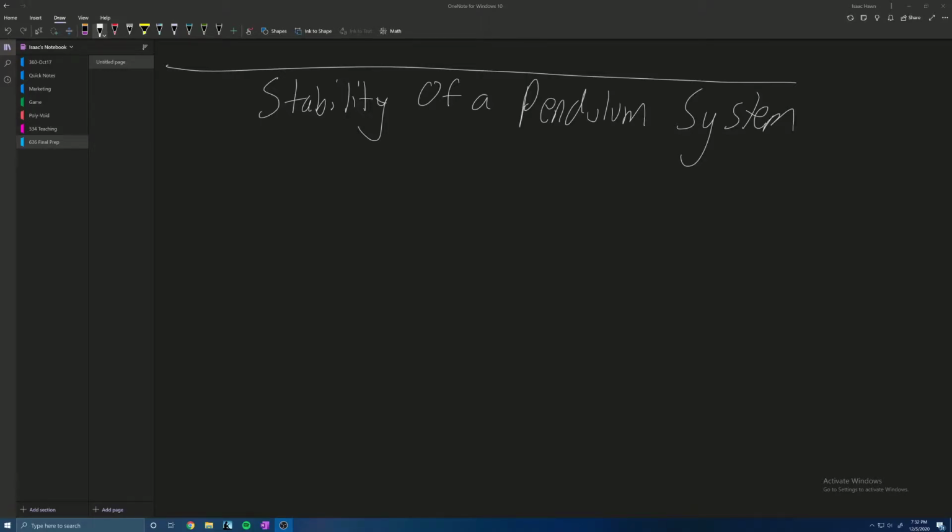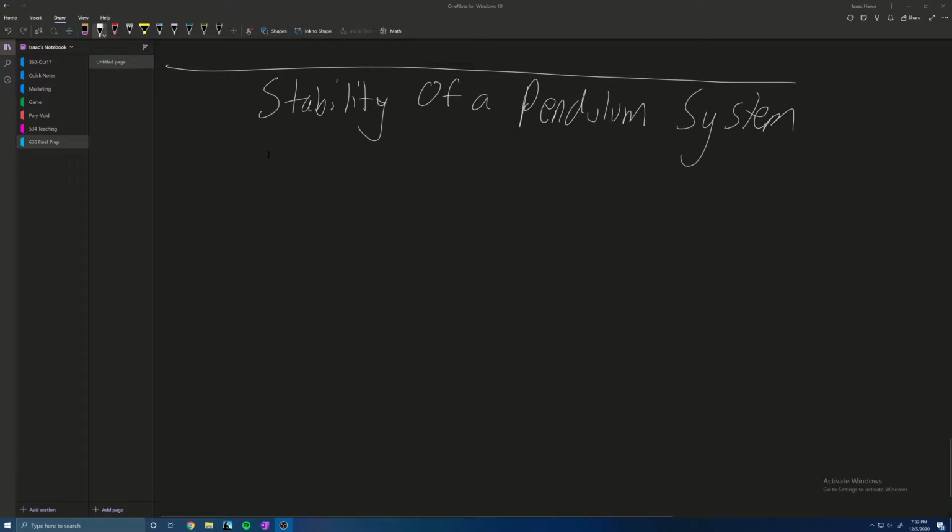So this is an interesting problem, discussing the stability of a pendulum system with damping. So it won't sway back and forth forever. It's being damped. This is like what a pendulum would behave like in the real world.